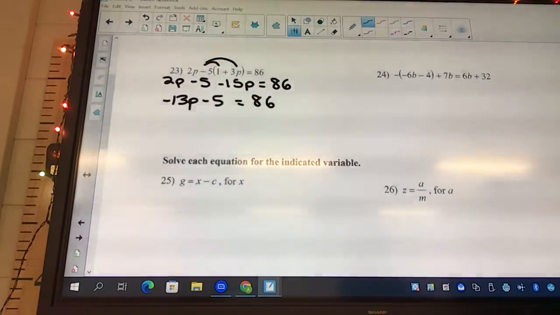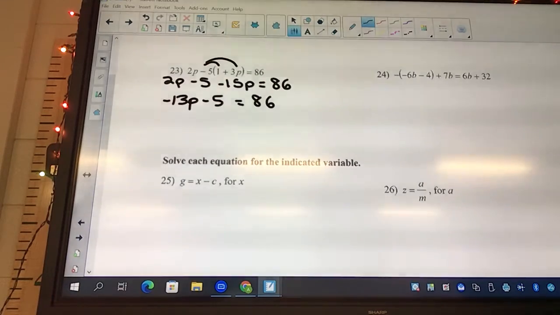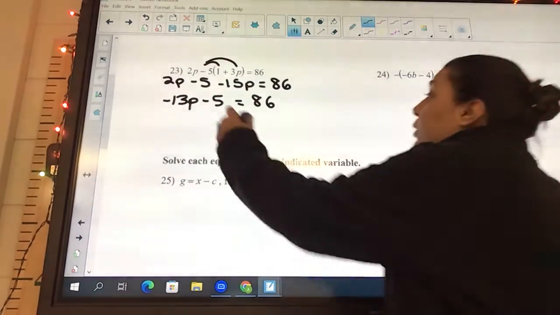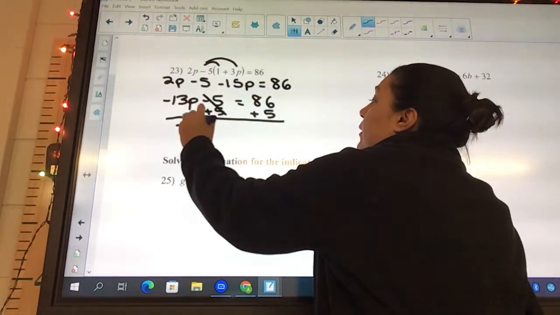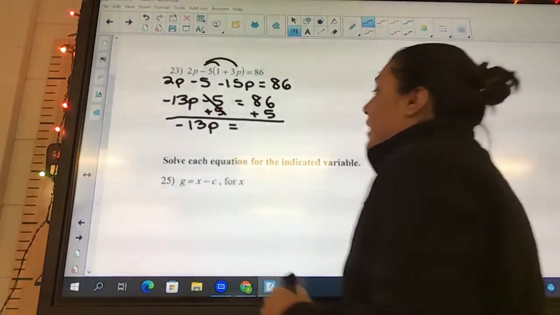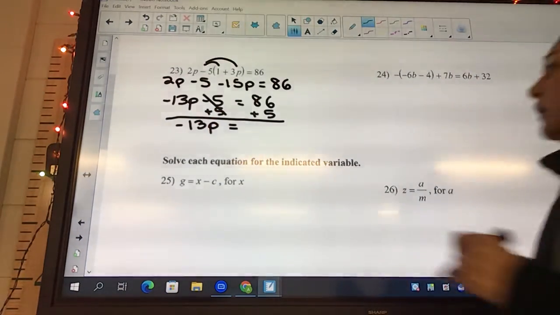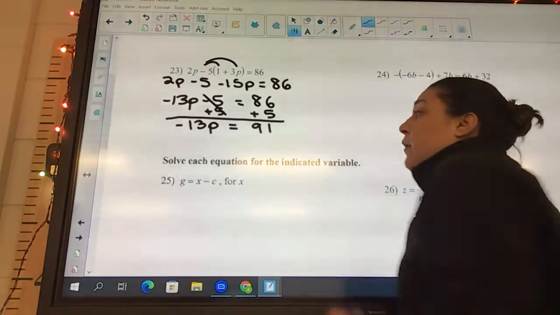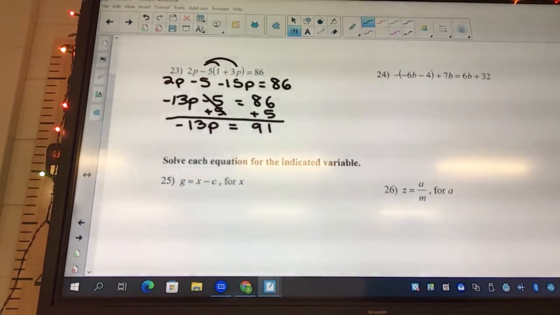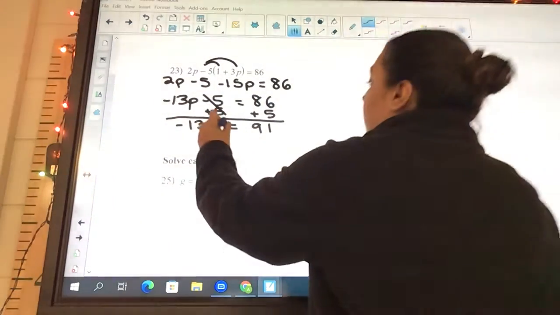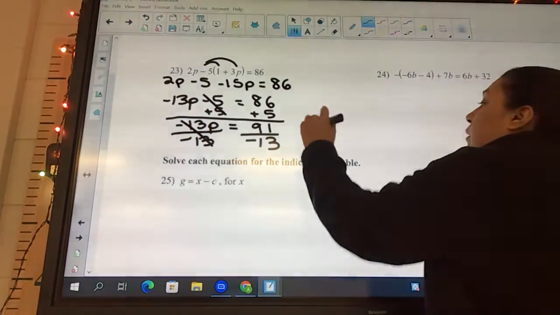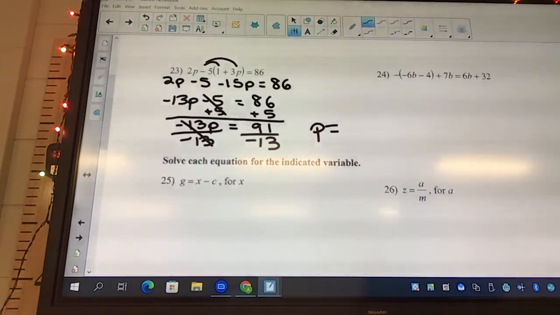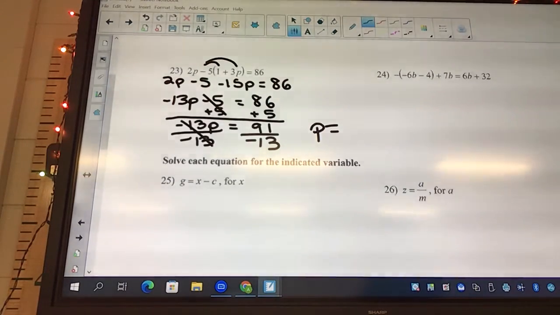Okay, then what? Yep, so we're going to add 5 on both sides. I didn't leave very much room, apparently. So I got negative 13p equals, what is 86 plus 5? 91. Okay, and then what? We're going to divide by negative 13. So you're going to get p equals, what is 91 divided by negative 13? Negative 7.